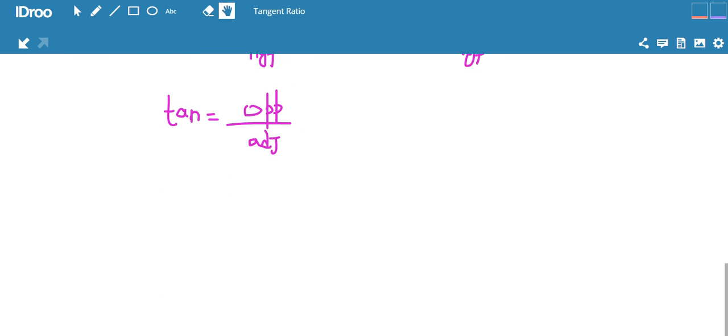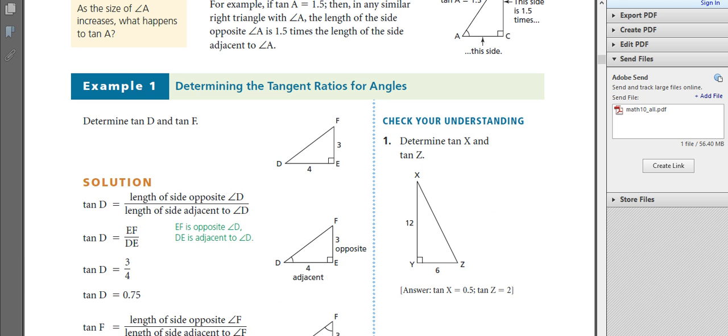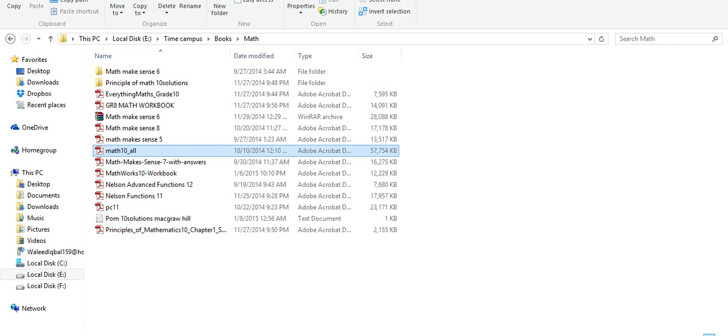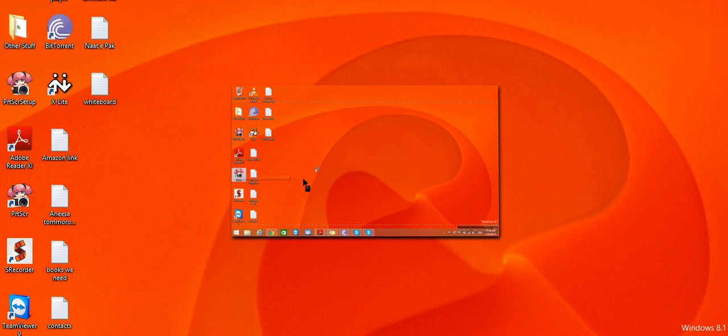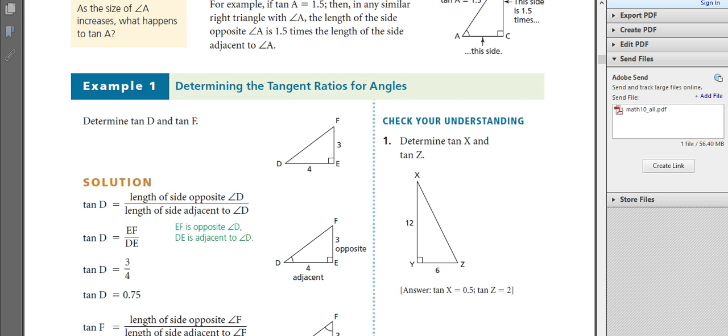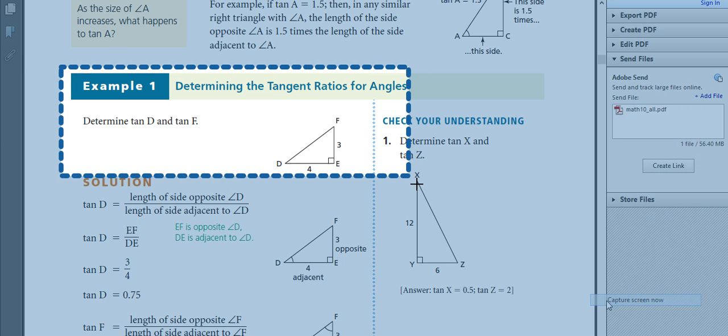Now move on. We got the first example here. Let me copy this example for you. So I need to open the software for printing the screen. So let's solve the first example.